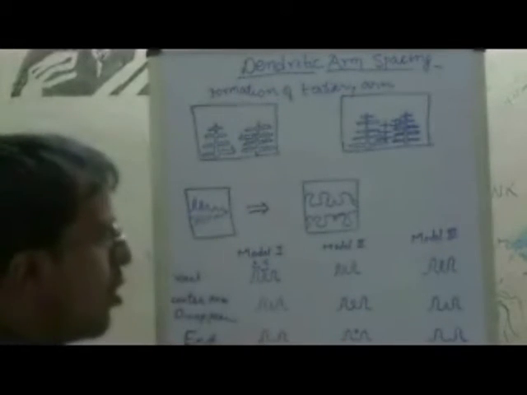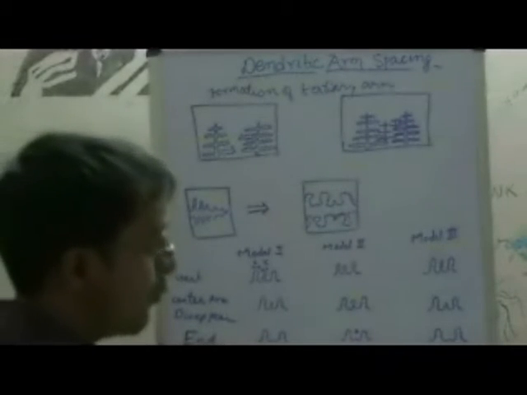Dendritic arm spacing is a measure of solidification of dendrites. If spacing is too close, then one or another arm falls behind or melts away. If the distance between two arms is very large, then in that case it will grow a secondary arm or tertiary arm.